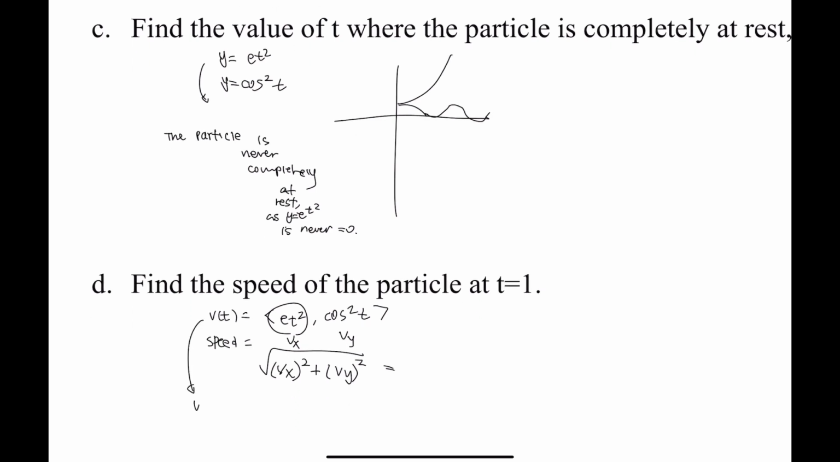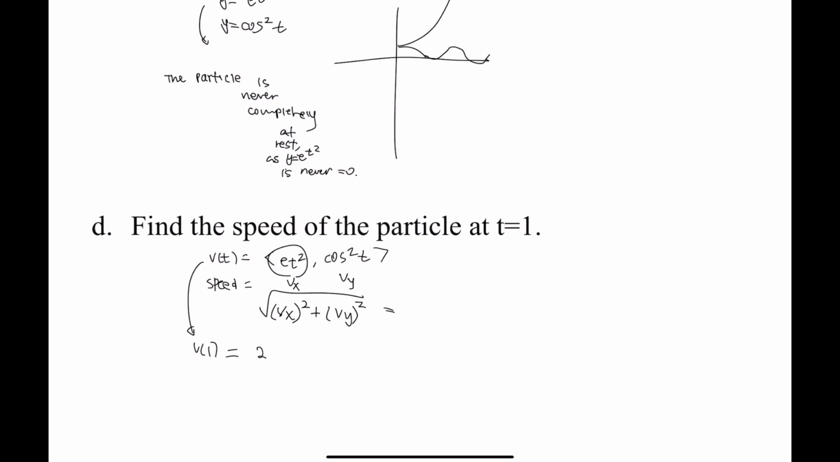So let's just find this first. V of 1 equals e to the power of 1 plus cosine 1 squared. So adding these two, so the answer is 2.771.